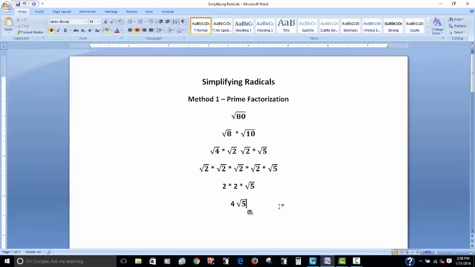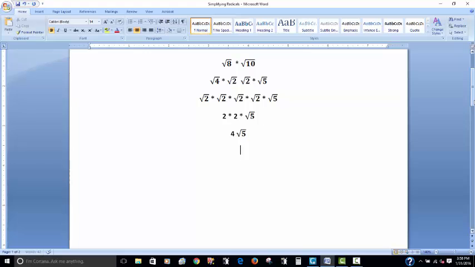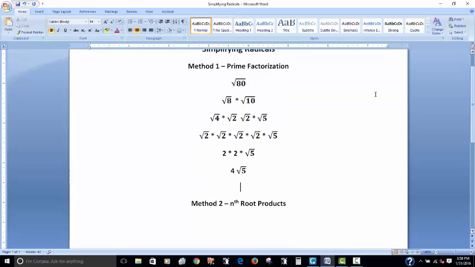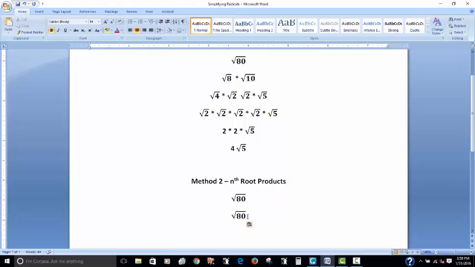Okay, now let's look at another method that we can use in order to break it down, which I call the nth root of products. So again, let's start with radical 80. What I would suggest you do is find two numbers which are factors of 80. Since this is the square root of 80, one of your numbers should be a perfect square. Two numbers that I can think of would be 16 and 5.